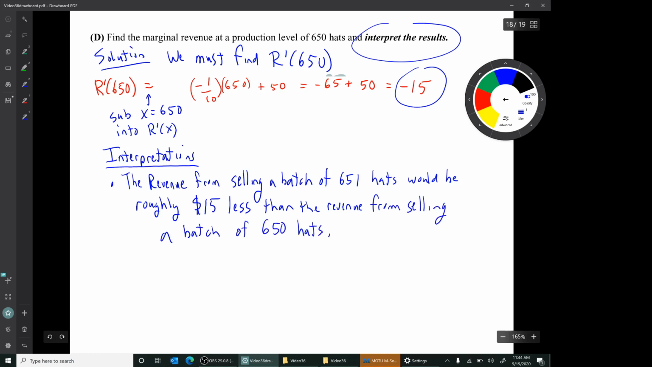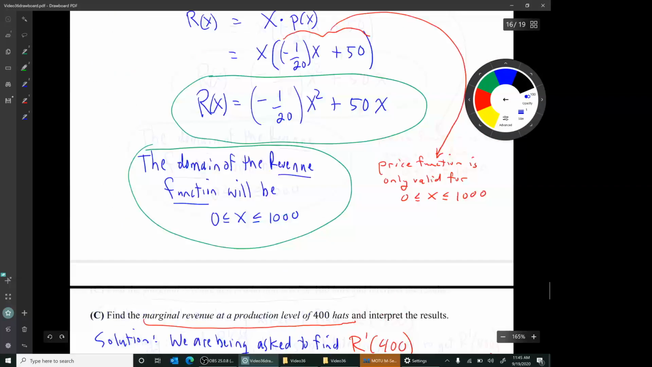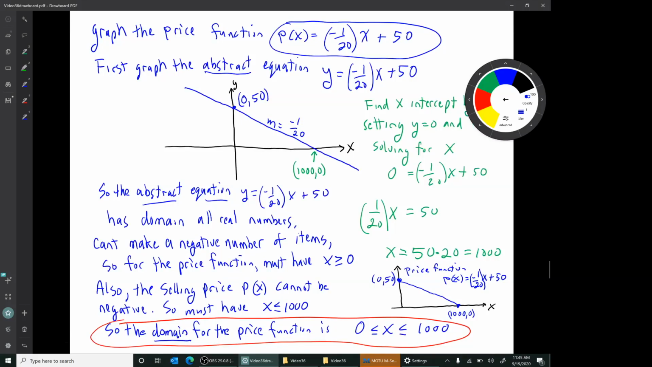The revenue from selling a batch of 651 hats would be roughly $15 less than the revenue from selling a batch of 650 hats. Now, how could that be? How could you sell more hats and actually have less revenue? Well, that's actually not crazy. Let's go back up and think about the price function. On this graph of the price function, to sell 650 hats would mean that you're looking at the place where x equals 650.